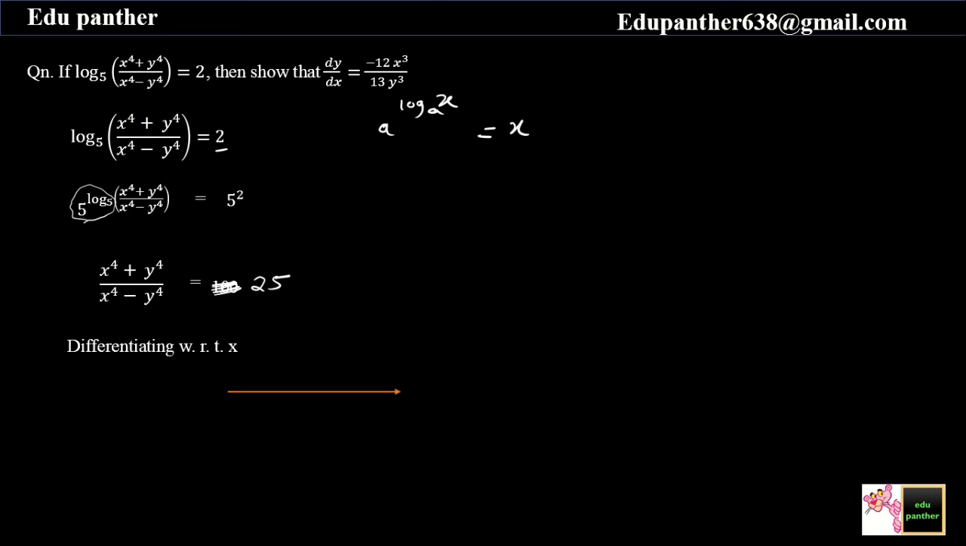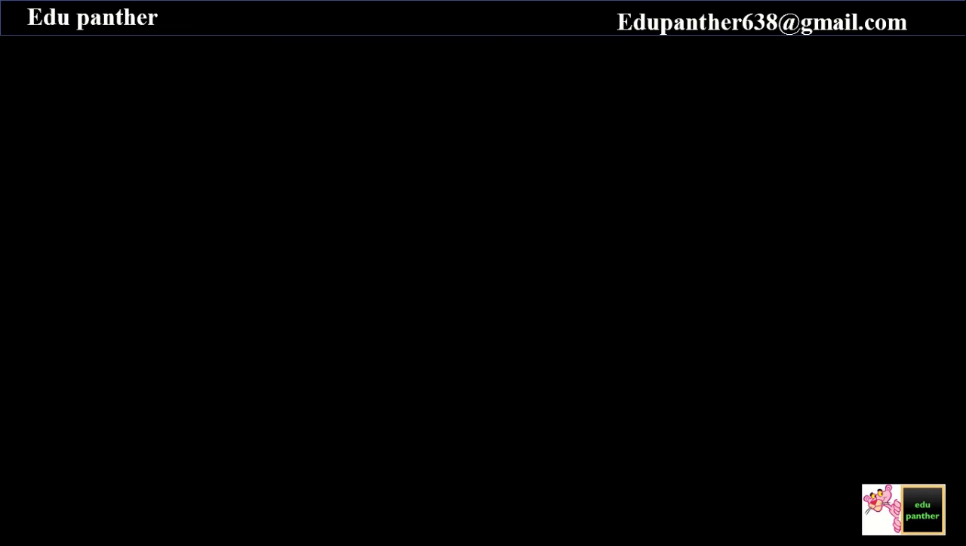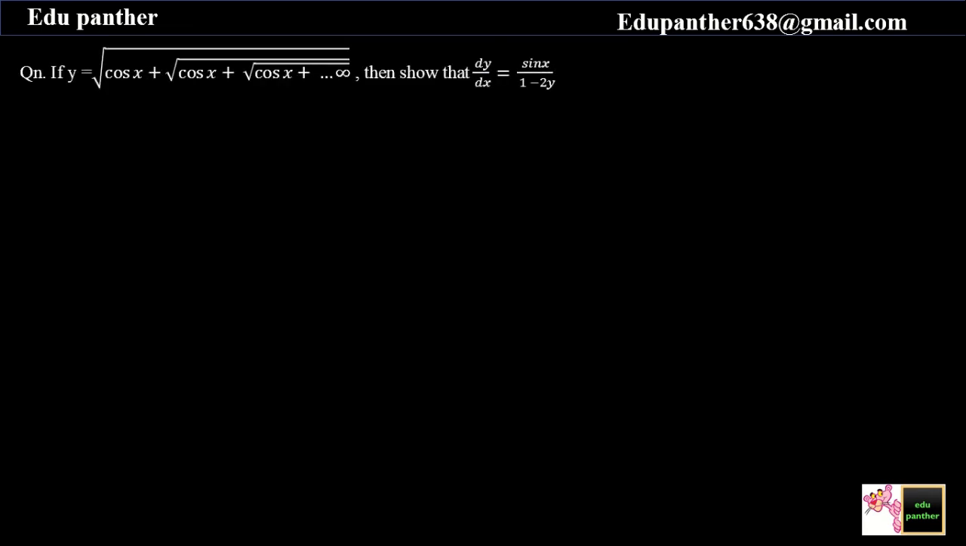Now next we'll move to one more important question, one of the favorite questions in CET and one of the easiest ones. Here y is given as square root of cos x plus square root of cos x plus square root of cos x plus square root of cos x till infinity times. So how many terms are there?